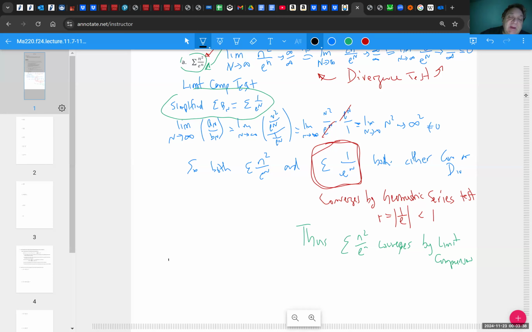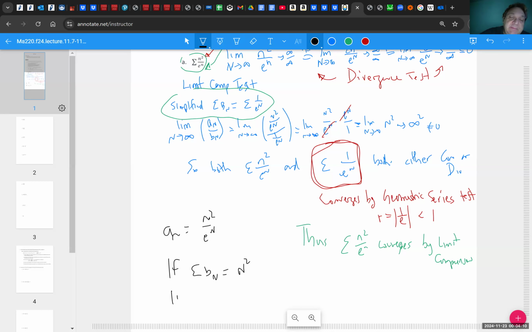But suppose you chose bn by getting rid of the e to the n. Remember our an is n squared over e to the n. What if we chose our simplified version to be just n squared? This is not going to work, but I want to show you why. So suppose you simplified it the wrong way, and got rid of the e to the n. Then what happens?